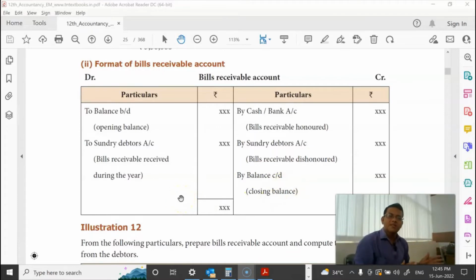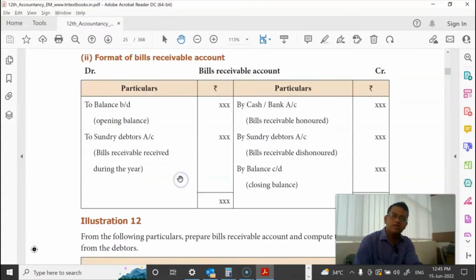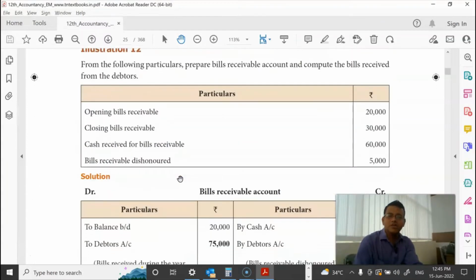So it's a very easy one when you do your debtors account. Bills receivable will be a little easier because we are going to just have an opening balance. You are going to have sundry debtors. You are going to make collection against the debtors, and then you are going to get the dishonored one, and you arrive at the closing balance of bills receivable. So quickly we'll do one problem so that we will get clarity on this.